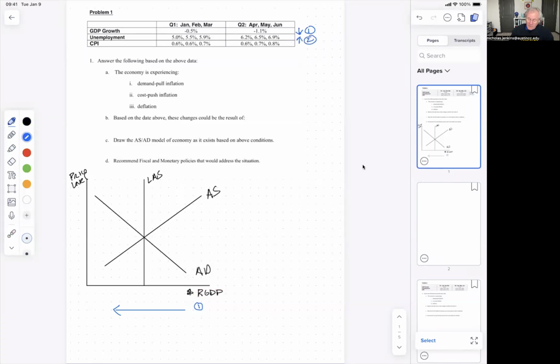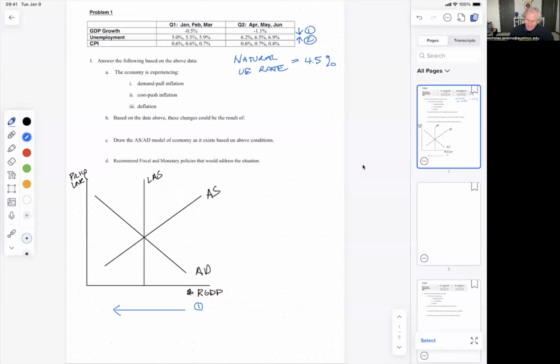Make that 2. Now it's generally going up, and we're going to assume at all times that the natural unemployment rate is equal to about 4.5%.